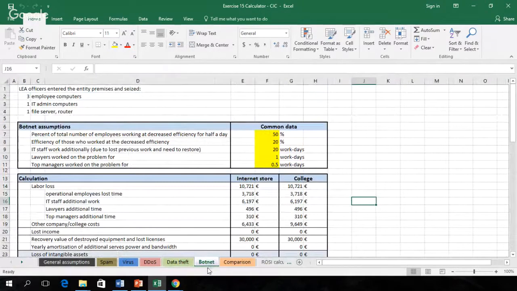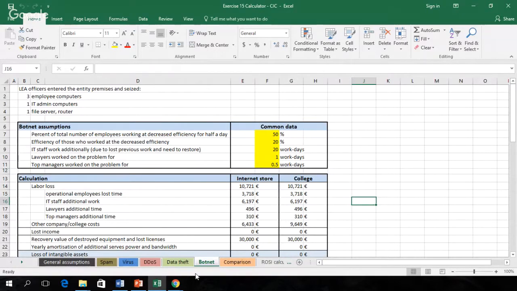Final incident considered: active botnet members containing and distributing offensive content. Law enforcement agency officers entered the premises and seized a number of computers.